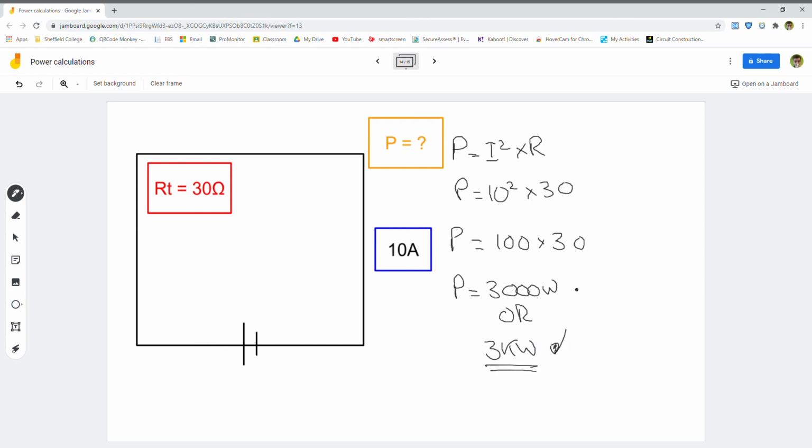Okay then, so that's just some basic power calculations. So there's those three variations. It's important to remember, you can either just remember the three variations of the calculation, or if you can remember how to apply Ohm's law to it, that really helps as well, if you're missing the variables and you can't remember the three equations.